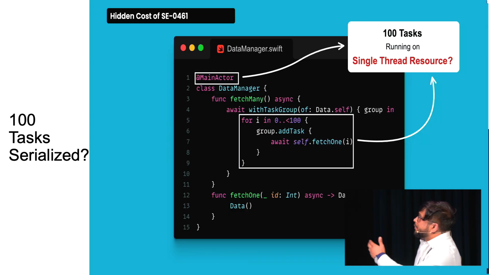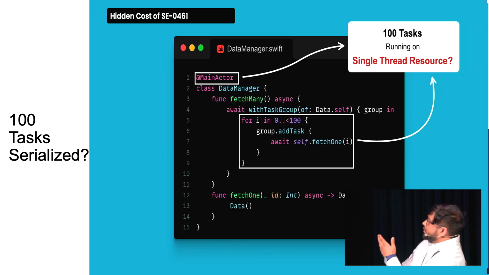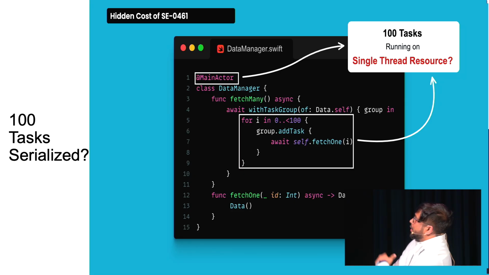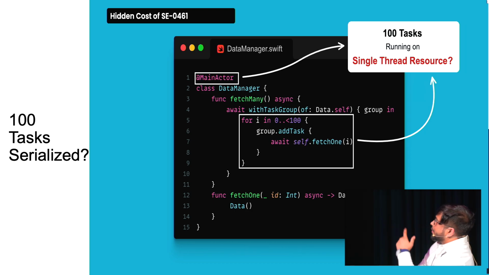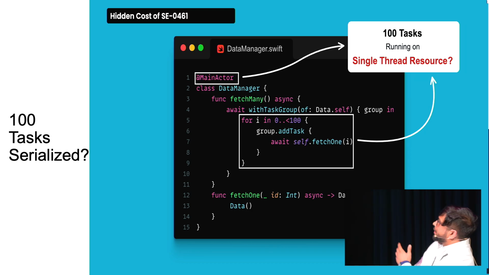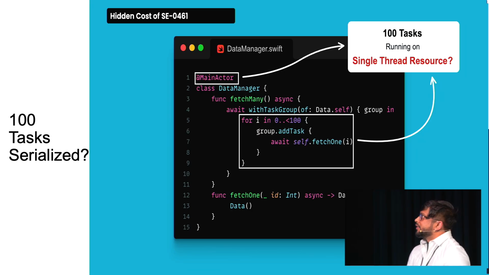So here is a better version. You can see we have a task group that runs in parallel. But when you add it in the main actor isolated context, and you have a fetch one that is a main actor isolated method, here is a single thread source, and you are running 100 tasks at a time. So this causes the UI issue, and you are changing the behavior of the task group to serial.